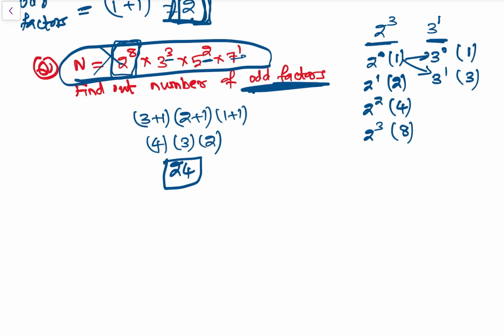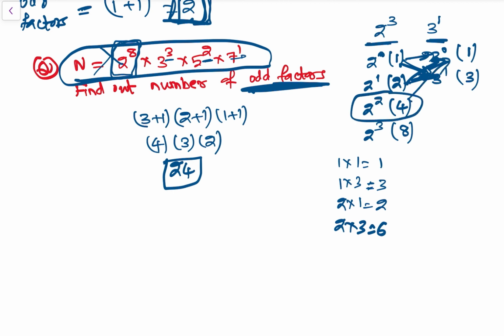So the factors we get are by multiplication. 1 into 1 is equal to 1, 1 into 3 is equal to 3. Then 2 into 1 is 2, 2 into 3 is 6. Then 4 into 1 is 4, 4 into 3 is 12. Then 8 into 1 is 8, 8 into 3 is 24.